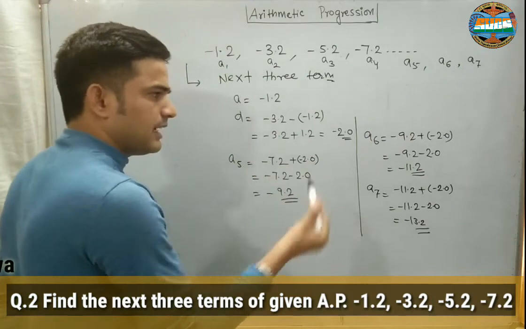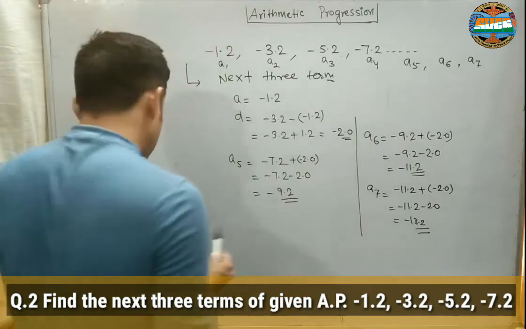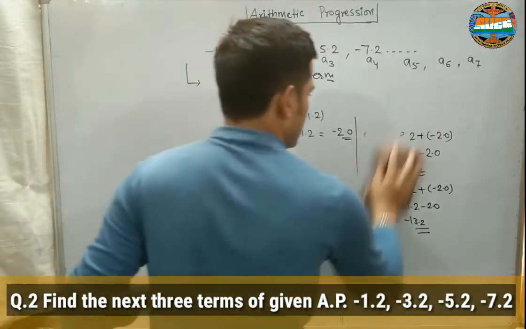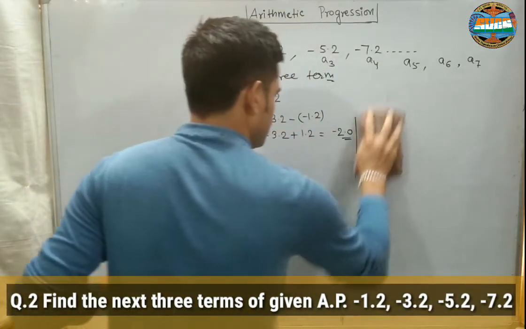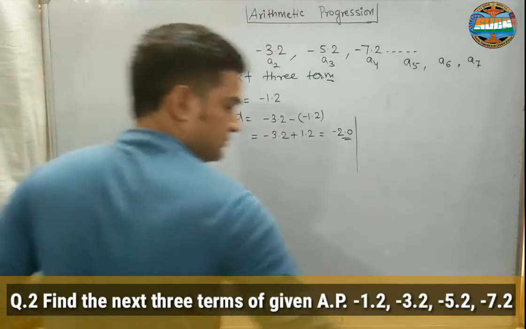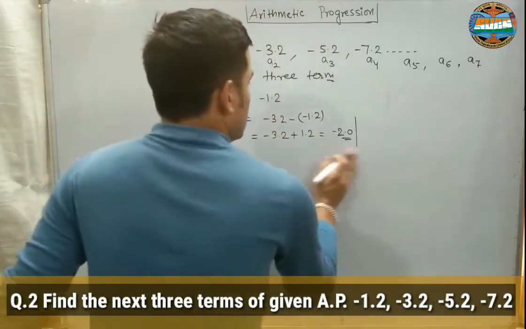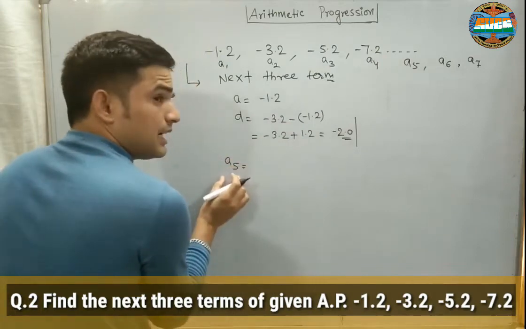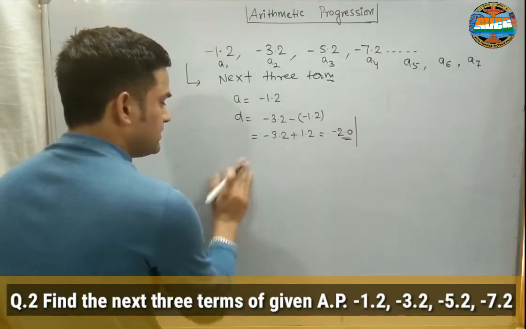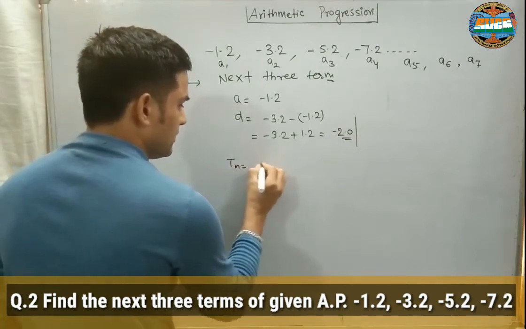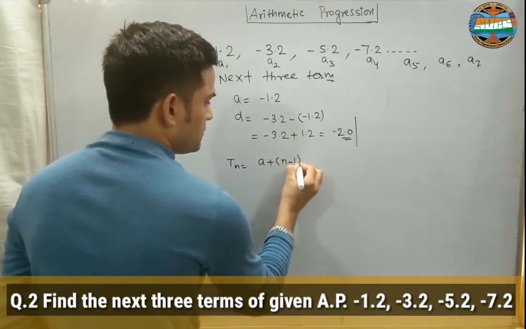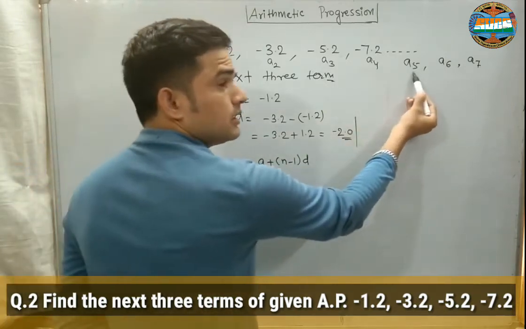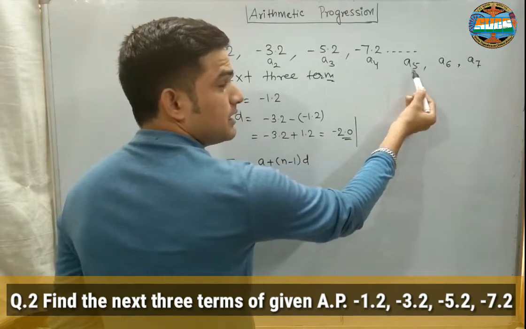We can also find it by a second method. The second method is: we find the A5 term using the last term formula. The last term formula is this: A plus (n minus 1) multiplied by d. The term we want is A5, which means n is 5.